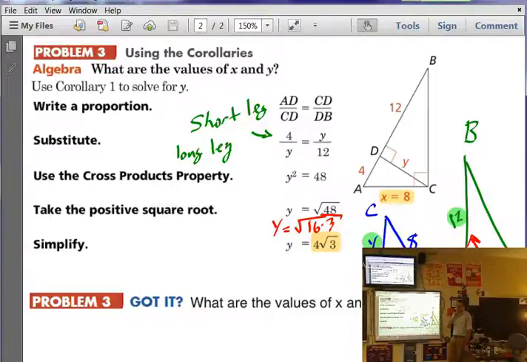Yeah? What's the significance of AC being x equals 8? There isn't. It's just a side they give to you.